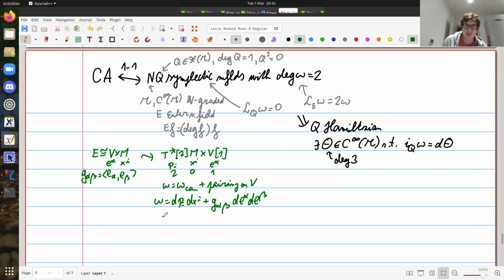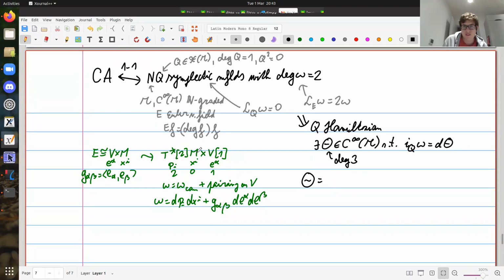And the rest of the data, because I didn't tell you what Q is, that's kind of the point. It's easier to talk about this Hamiltonian function. Let me write the most general function of degree three that you can have, and you will see that it encodes the rest of the data. A function of degree three should be an element of the algebra generated by these coordinates, and it should be of degree three.